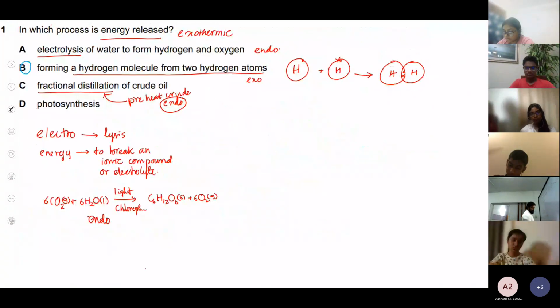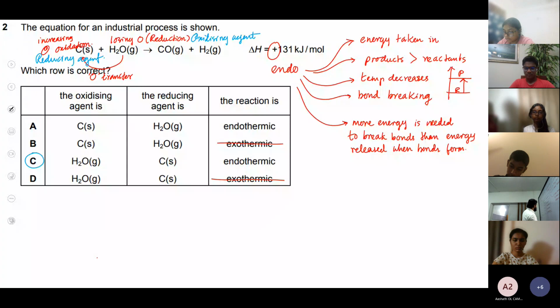Okay, we started with question number 1. The answer is B because of an exothermic reaction when the bonds form. And since carbon is gaining oxygen, it's the reducing agent. Water is the oxidizing agent, and the reaction should be endothermic.